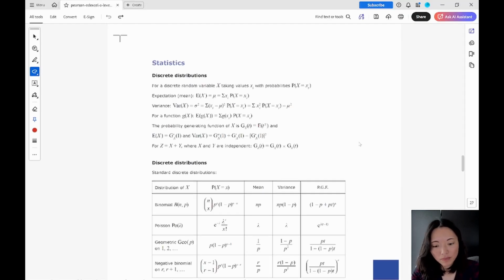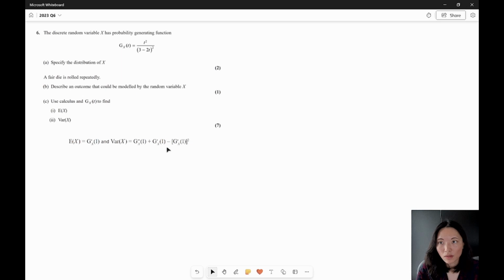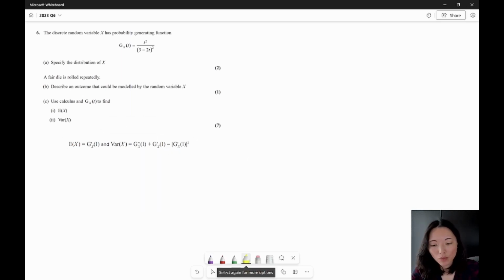To our formula book, we're given this. So we've got the expectation of X and the variance of X in terms of the probability generating function and its derivatives evaluated at 1. Let's use these formulas given in the formula booklet. So I've put up here what we've been given in the formula book. Now it looks like we need to work out the first derivative and also the second derivative of the probability generating function. So a bit of calculus here needed.